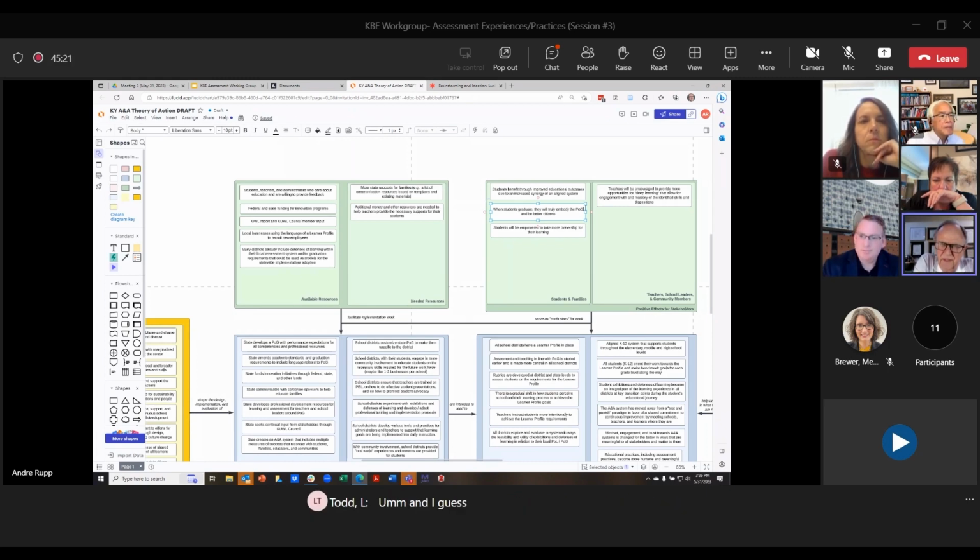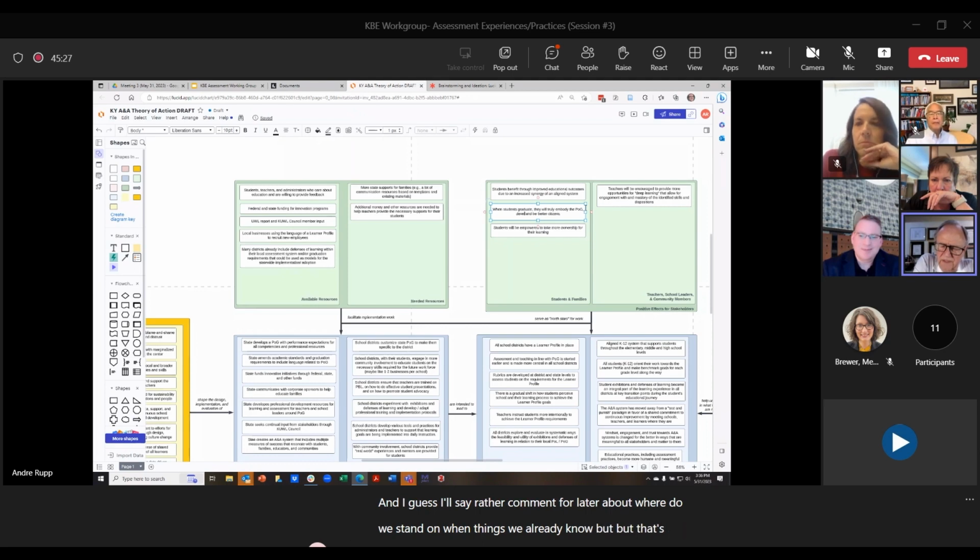And I guess I'll save my other comment for later about where do we stand on the things we already know. But those are some outcomes that I think I know business keeps asking for its kids to be more collaborative, to work in teams, to be willing to use their deeper learning to be better problem solvers.